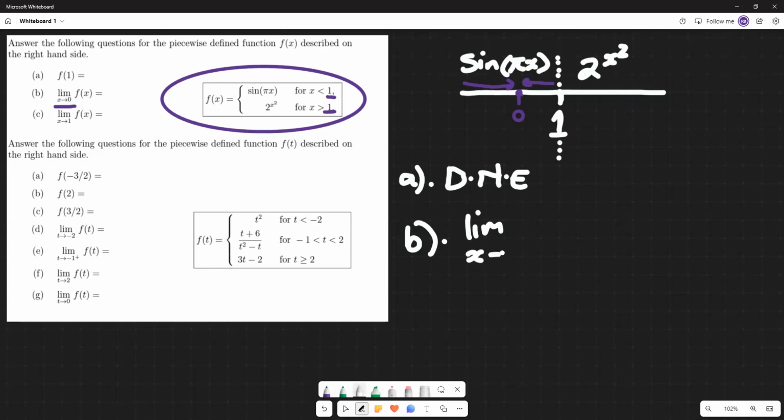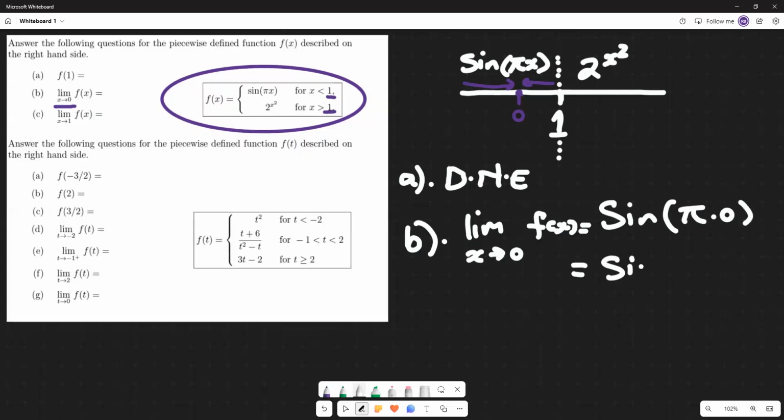Which means I can therefore conclude that the limit as x approaches 0 of this function is basically, I can substitute there, which is sine pi times 0, which becomes sine 0, which is 0. So the answer for B would be 0, ladies and gentlemen. Now let's check C.